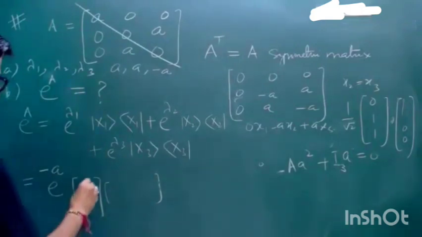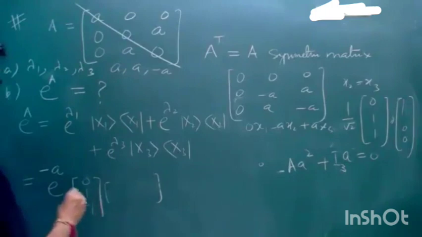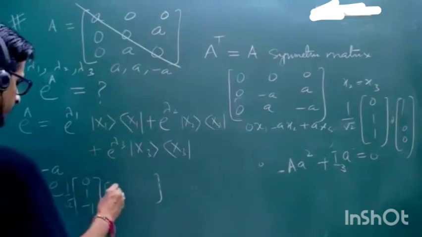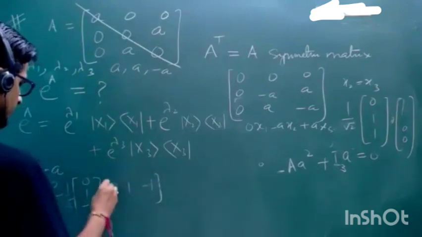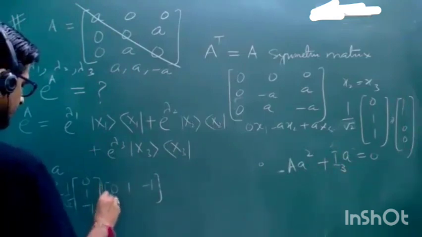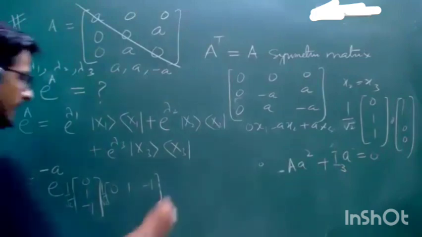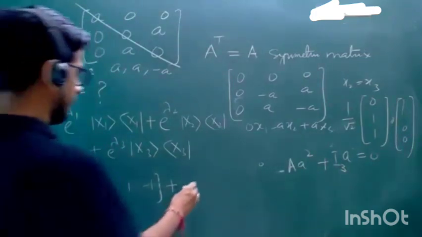1 upon root 2, 0 1 minus 1, 0 1 minus 1, and 1 by root 2, and here what is that? The same thing. 0 1 minus 1, 1 by root 2, okay, and plus e to the power a.